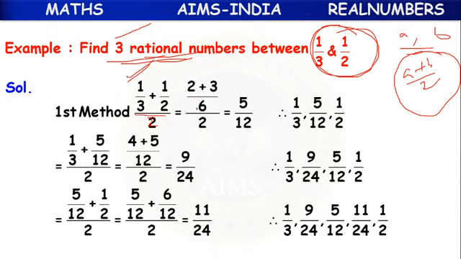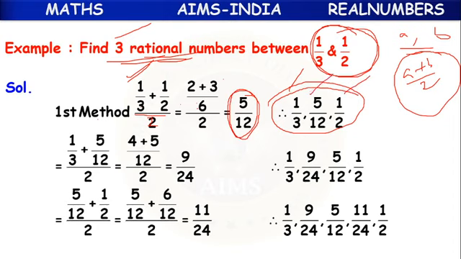So the LCM of 3 and 2 is 6: 3 twos are 6, 2 ones are 2. After simplification we will get 5/12. So we have three rational numbers. The first one is 1/3, the last one is 1/2, and the middle one is 5/12.